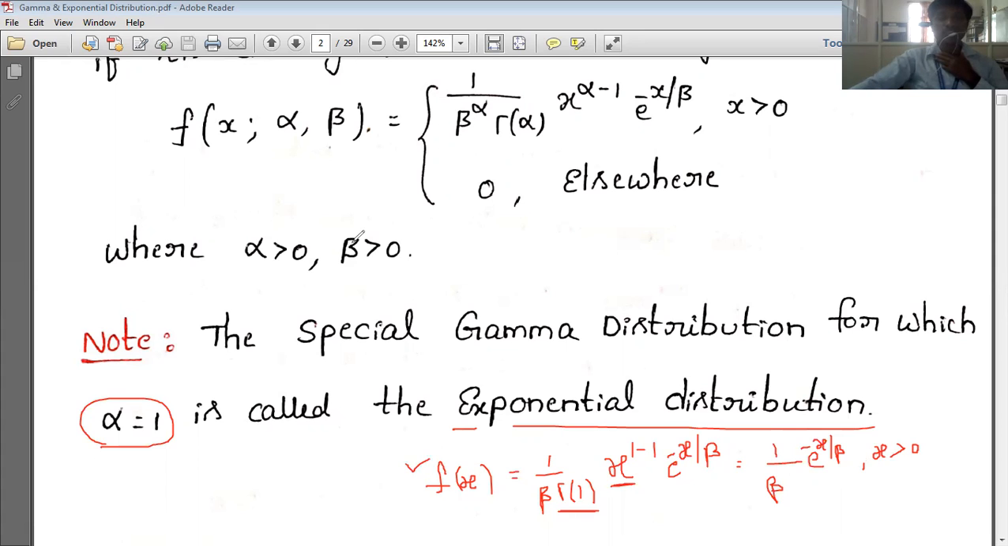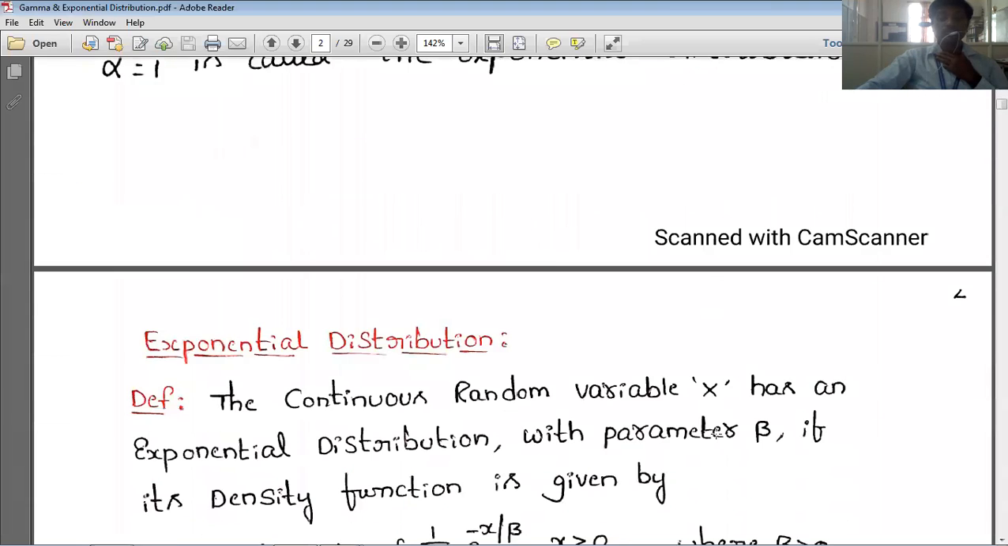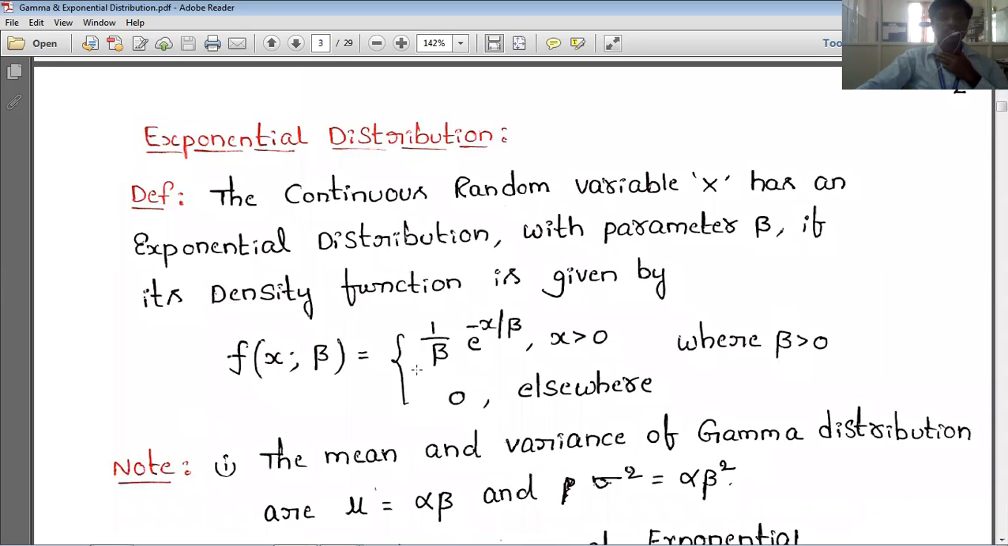So it means if you know the gamma distribution, obviously we can get the exponential distribution by taking the value alpha equal to 1. Okay, that is the exponential distribution. And now see what we discussed, same or not. Here, what about the parameter? Only one parameter, that is nothing but beta. So that's why we wrote it here.